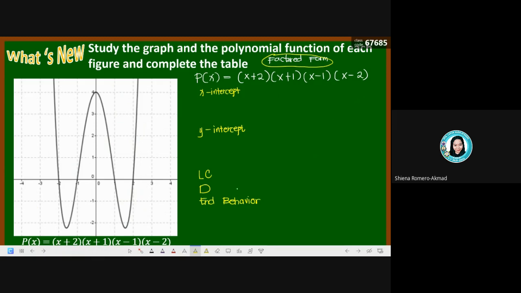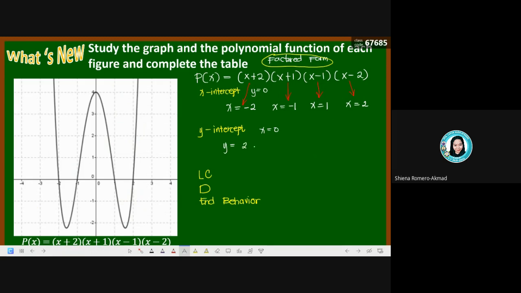So the x-intercept would be y equals 0. Alam na natin yan. So ibig sabihin, x is equal to negative 2, x equals negative 1, x is 1, x is 2. So dito siya galing. Okay, naintindihan? While the y-intercept, where x is 0, y is equal to 2.